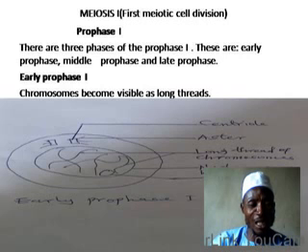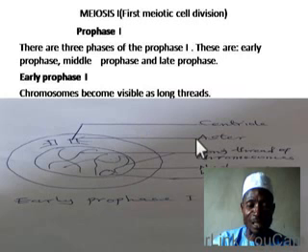The prophase stage, which is the first stage, that is prophase I, is subdivided into three: the early prophase I, the middle prophase I, and the late prophase I. In the early prophase I, chromosomes become visible as long threads. That is, the chromosomes become elongated and form a network of fine threads called chromatin threads. These are the chromatin threads.